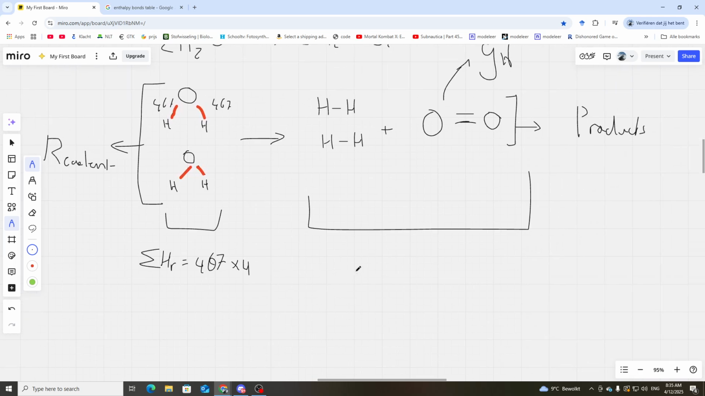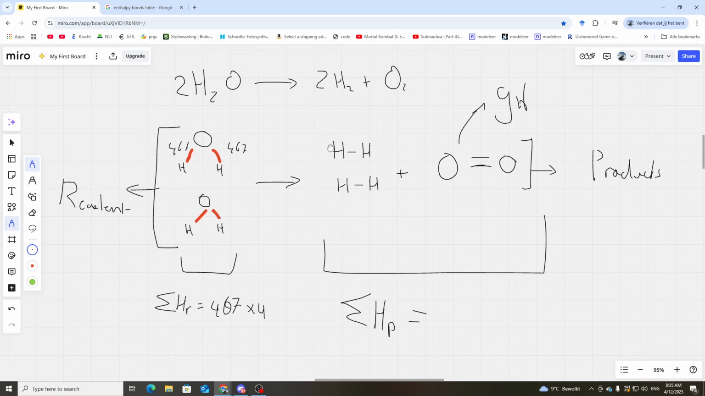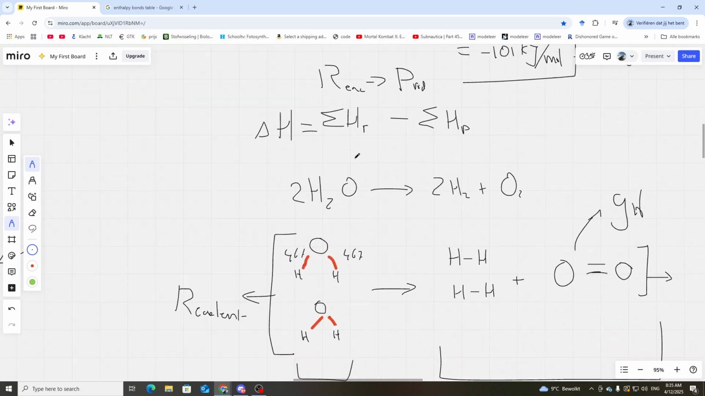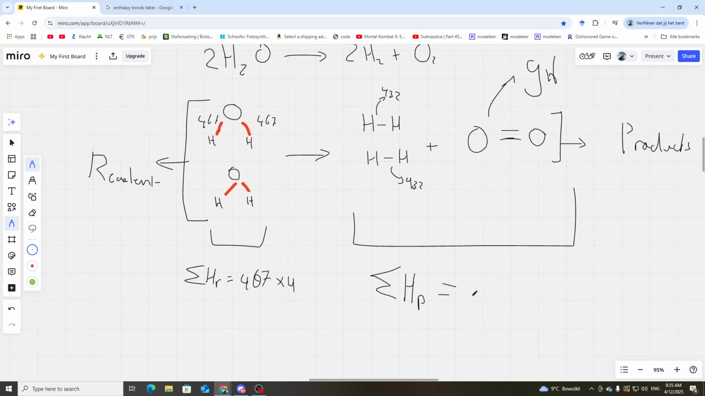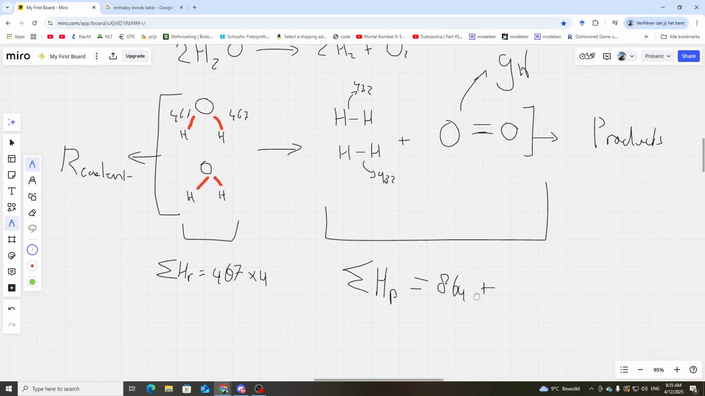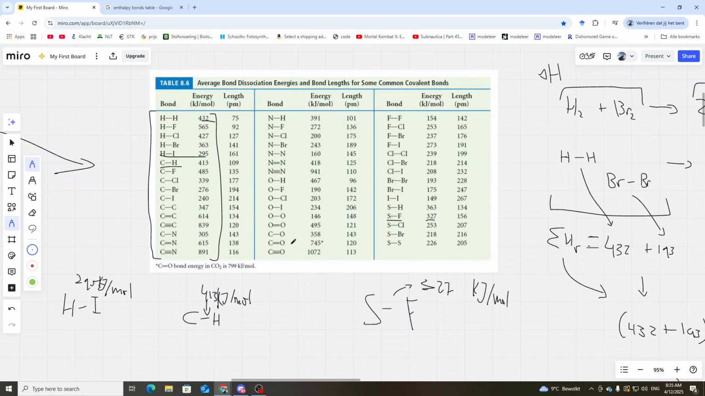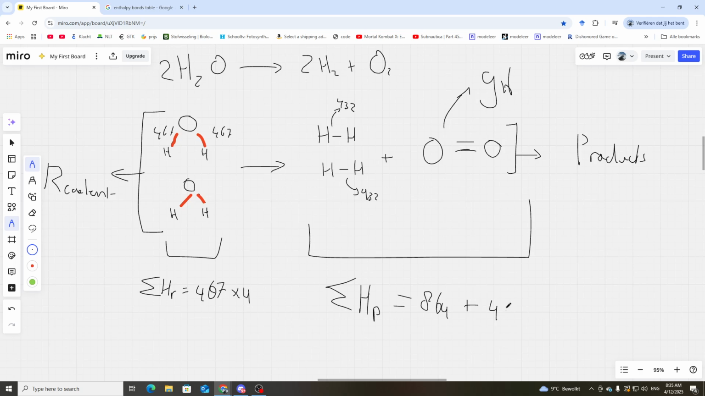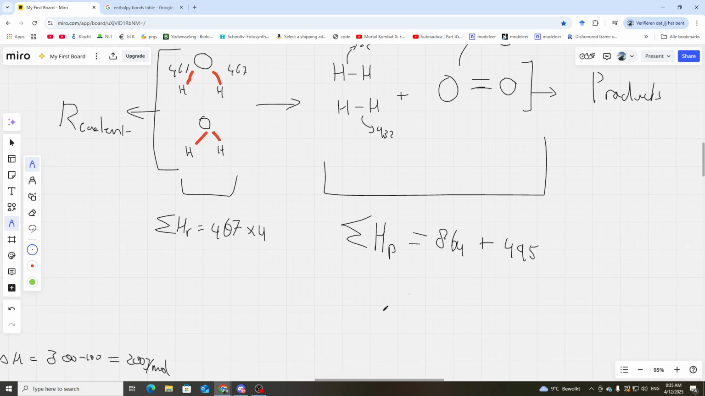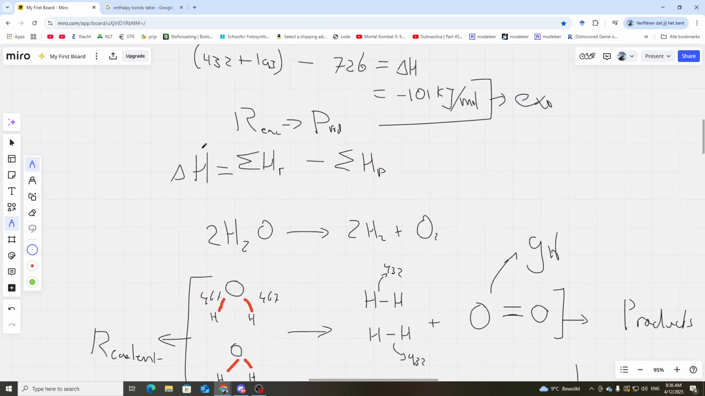Then let's check the sum of the products' enthalpy. So how much enthalpy is in our product? We have 2 HH bonds. What is an HH bond again? 432. So this one has 432, so does this one. So we have 432 times 2, 864 within these H2, plus what do we have? We have O2 with a double bond. Don't forget, O2 with a double bond is 495, and we only have one of those. Then our formula right here, delta enthalpy, how do we calculate it?